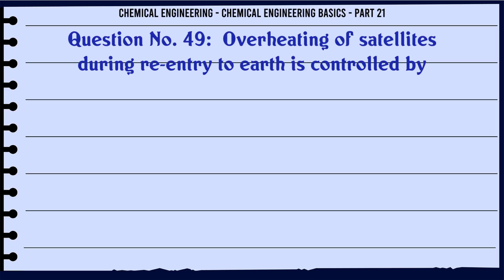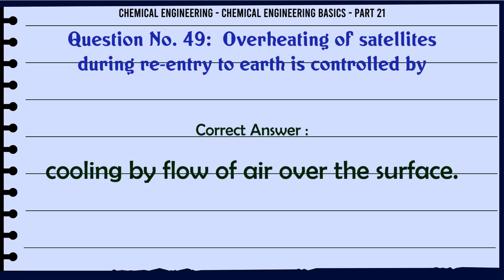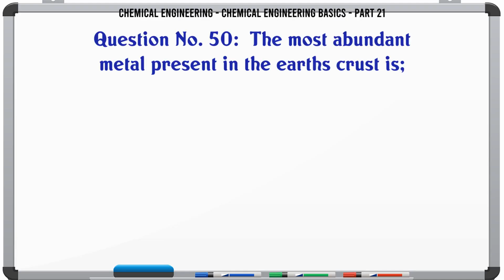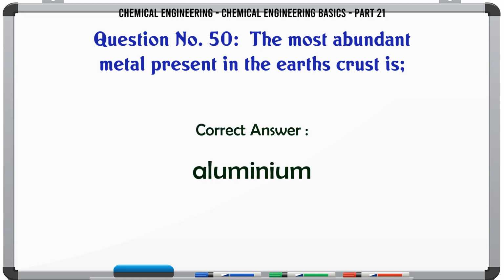Overheating of satellites during re-entry to Earth is controlled by: A. Thick insulation, B. Ceramic lining, C. Cooling by flow of air over the surface, D. None of these. The correct answer is cooling by flow of air over the surface. The most abundant metal present in the Earth's crust is: A. Iron, B. Copper, C. Titanium, D. Aluminium. The correct answer is aluminium.